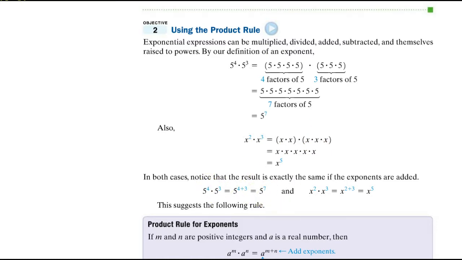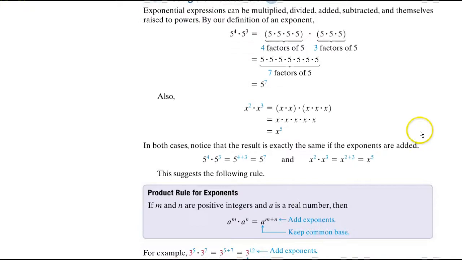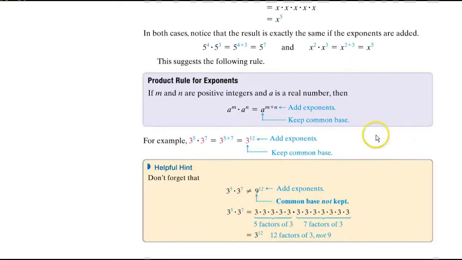Now the rule is given down below here. A to the m times a to the n equals a to the m plus n, the sum of the exponents. Now, a helpful hint here is note that you do not change the bases. That's why this is wrong. They multiplied 3 times 3. Can't do that. You're just adding your exponents, okay?